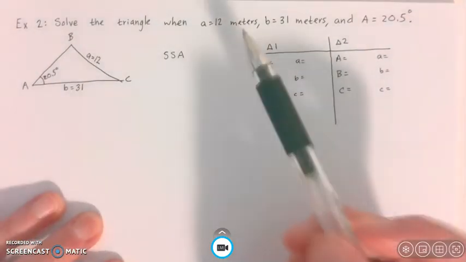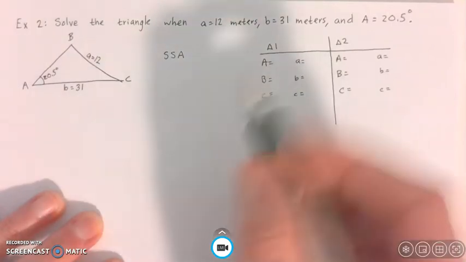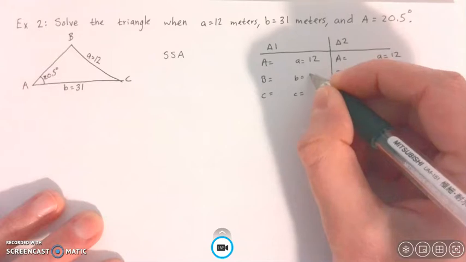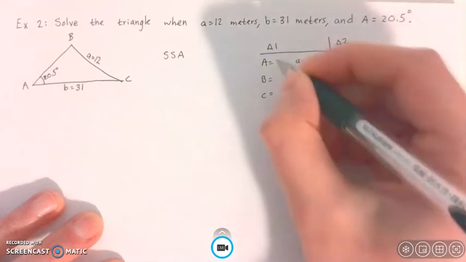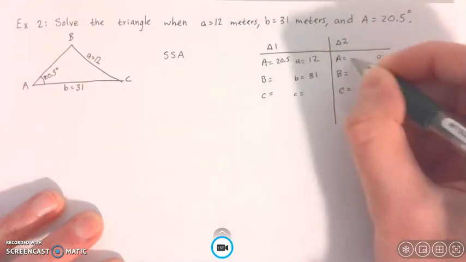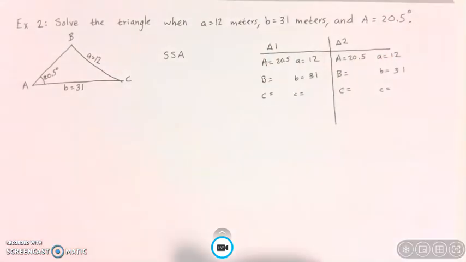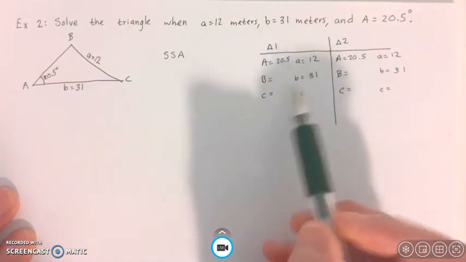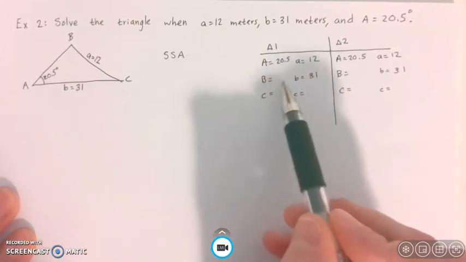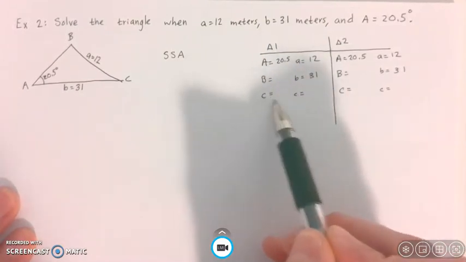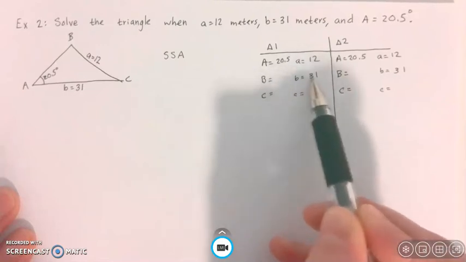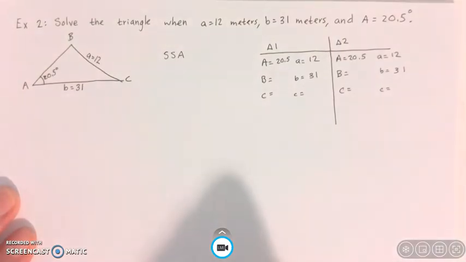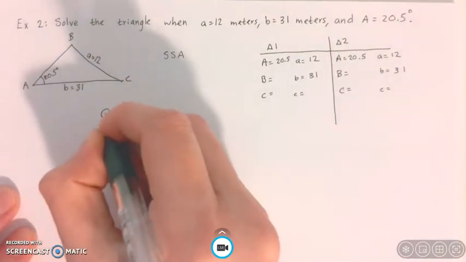All right, so I can plug in the given information. That's going to stay the same. So side a is 12 in both of them. That won't change. Side b is 31, and angle A is 20.5. All right, so let's start solving what we can. I see here immediately I have one complete set. So the next piece of information that I'm going to be able to solve for is this angle right here. I can't solve anything for C yet because I can only be missing one piece of information, and here I'm missing both.